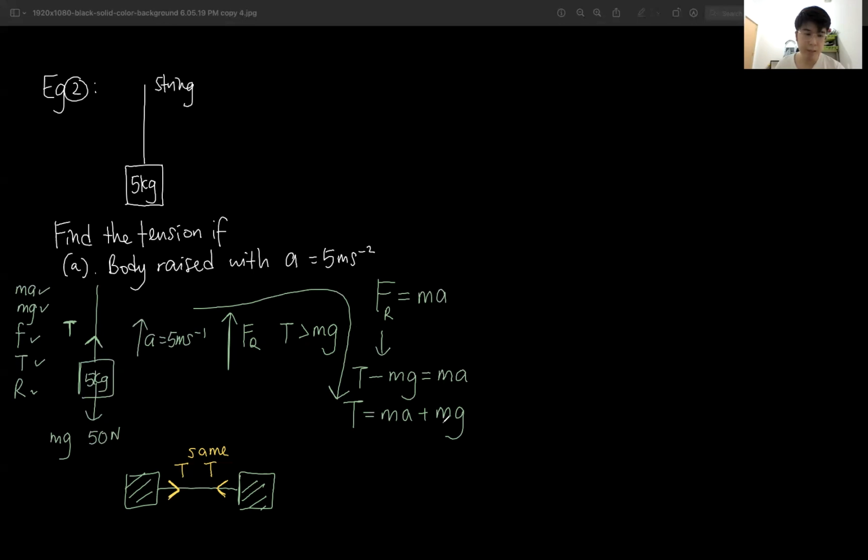So T equals ma plus mg, then we just calculate. 5 times the acceleration, which is 5 plus 10. Okay, 15. This one we get 75 Newton. That much force is acting on the string. If you pull it up, you're not just pulling like this, you're actually accelerating as you pull. So it's like you're pulling faster, faster and faster. It is experiencing a force of 75 Newton.